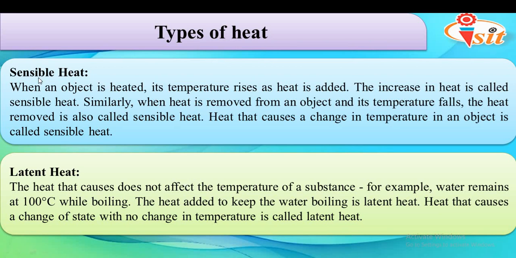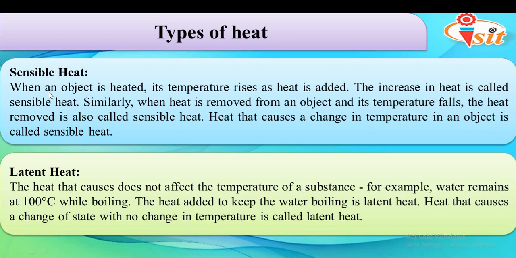So let's start with sensible heat. What is sensible heat? When an object is heated, its temperature will rise and heat is added to that object. This increase in heat is called sensible heat. Similarly, when heat is removed from an object, its temperature will fall or decrease, and the heat removed from that object is also called sensible heat. So if the heat causes a change in temperature of an object, then it is called sensible heat.